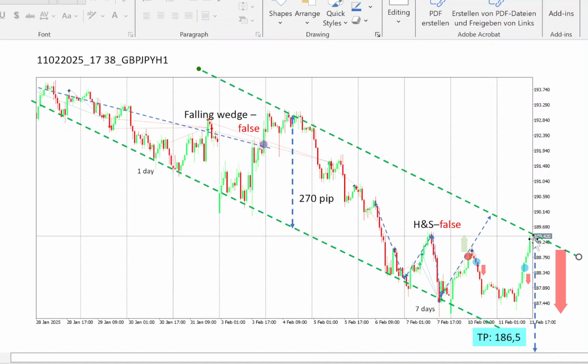Anyway, from this point, I expect a downward movement. It should sometimes also be a little bit faster. It could also be that the price stays kept within this line for a longer period. It could also be that it stays between 187 and 189.